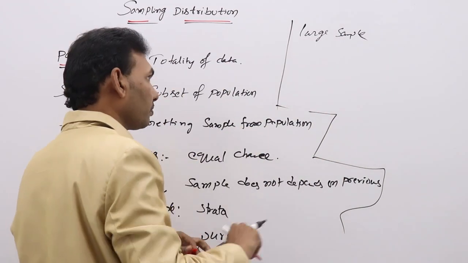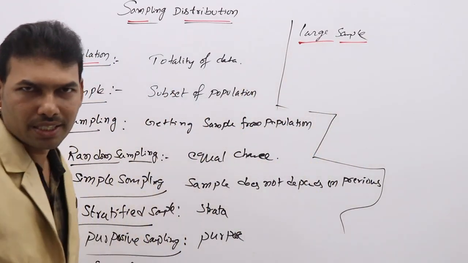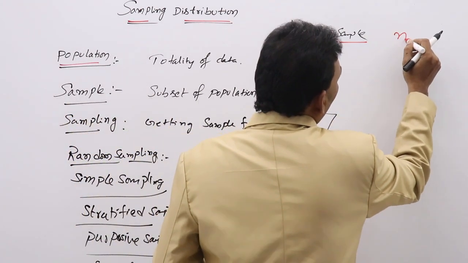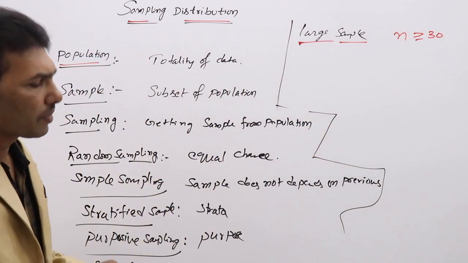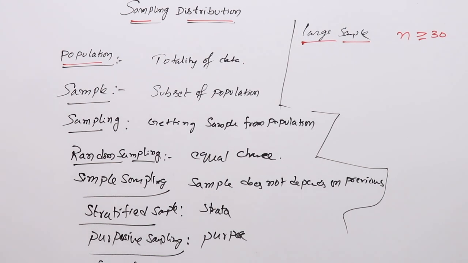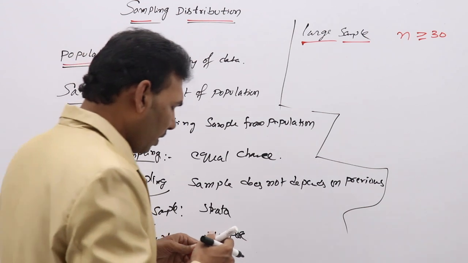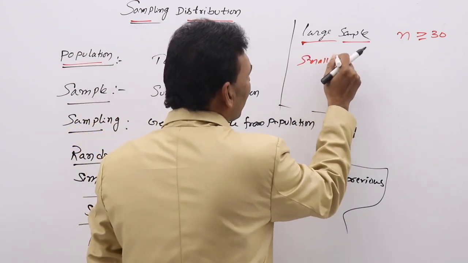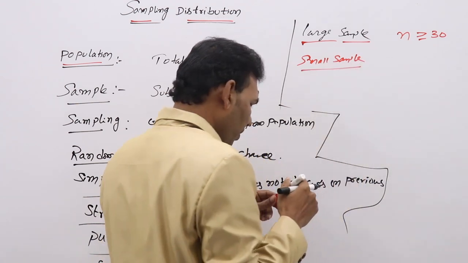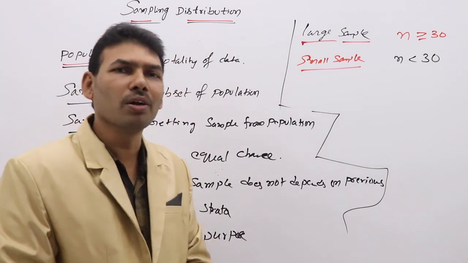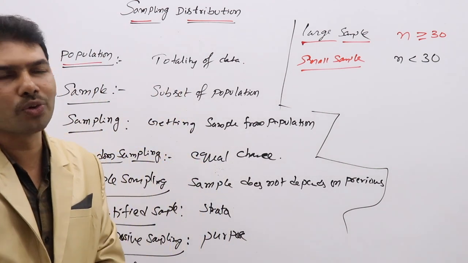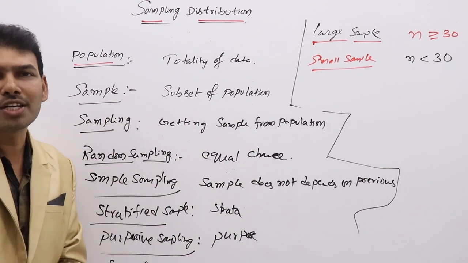Large sample means if the size of the sample is greater than or equal to 30, then that sample is called a large sample. If the size of the sample is less than 30, we call that a small sample. Small sample means the size of the sample is less than 30. So based on size of sample, we can classify samples broadly into two types: large sample and small sample.